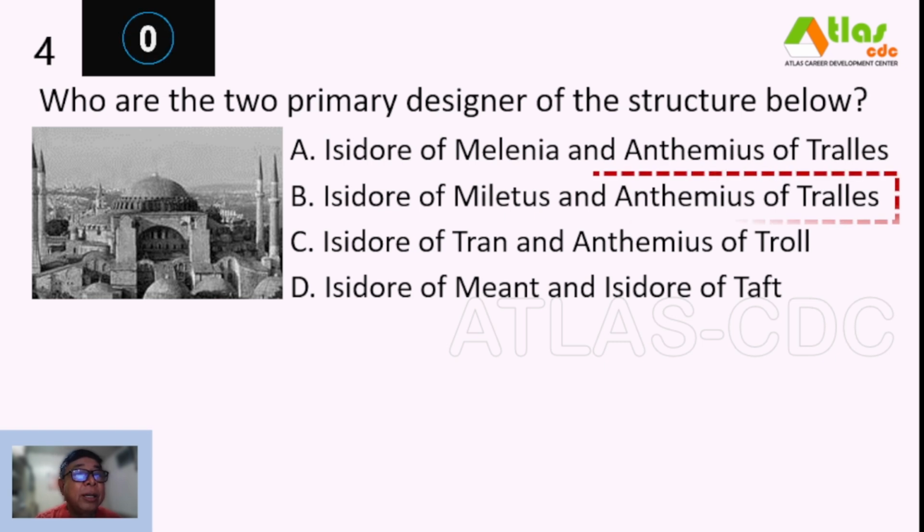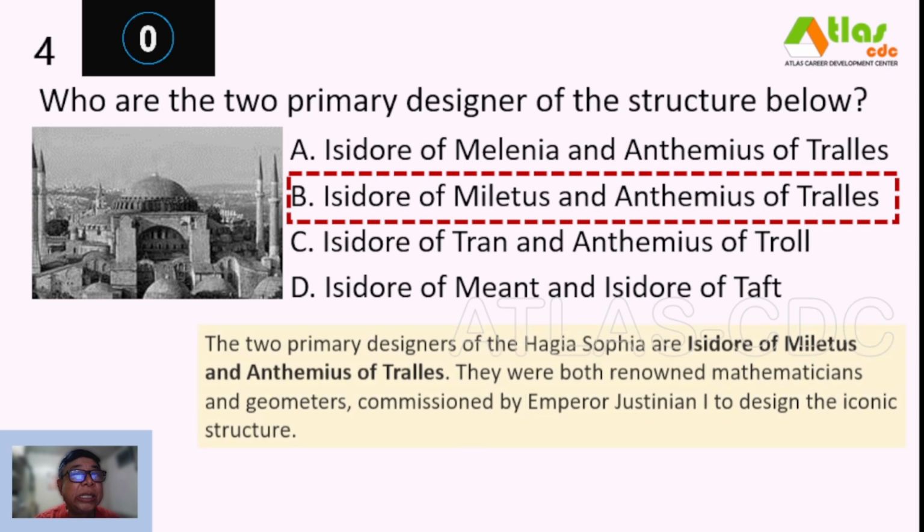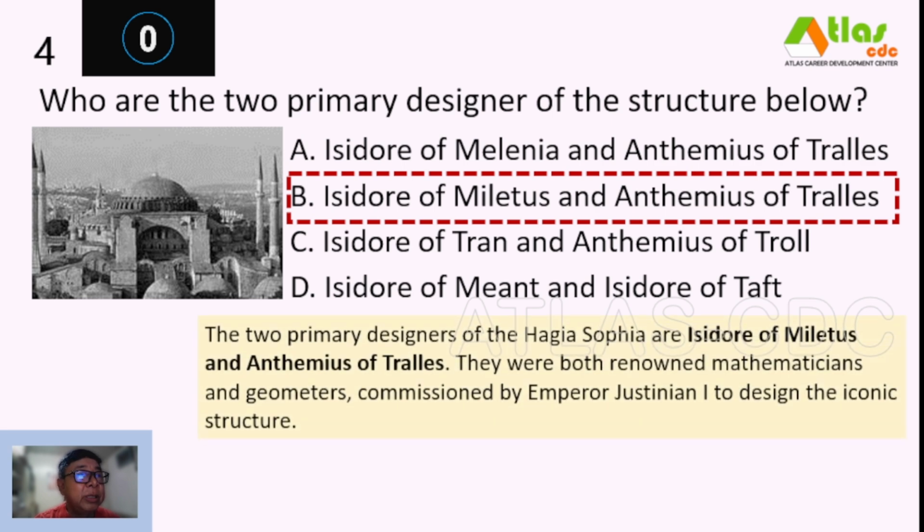And our correct answer is letter B, Isidore of Miletus and Anthemius of Tralles. So the two primary designers of the Hagia Sophia are Isidore of Miletus and Anthemius of Tralles. They were both renowned mathematicians and geometers, commissioned by Emperor Justinian I to design the iconic structure.